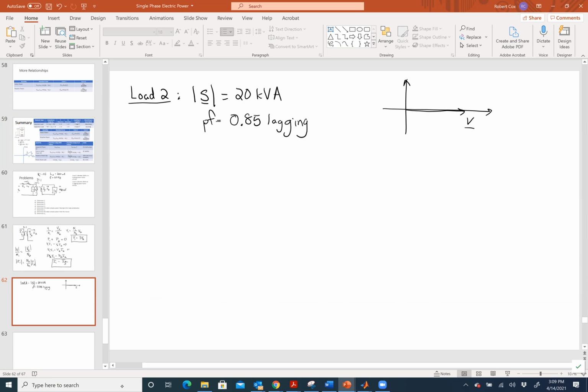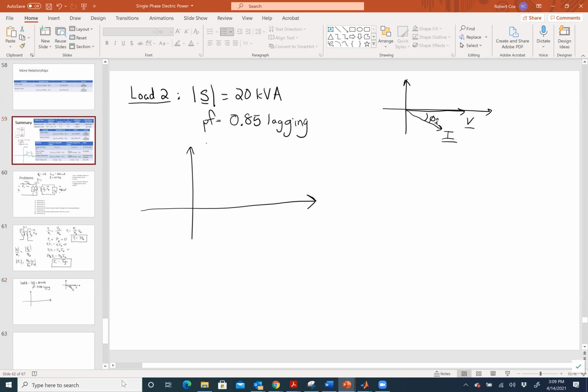In quadrant 4. Like that. No, it's quadrant 4, never mind. It's quadrant 4. Yeah. All right. So my I is over there. So that means phi I is down here. Phi I better be somewhere in that quadrant. That's my lagging load situation. Now, what does that mean about my S though? My complex power vector. Where's that going to lie? What's the angle of S?